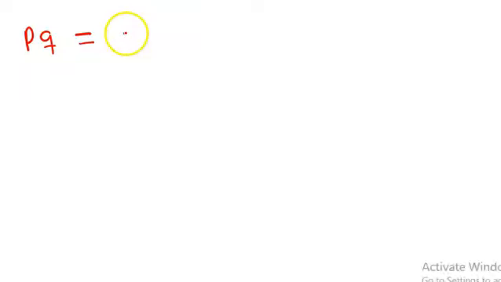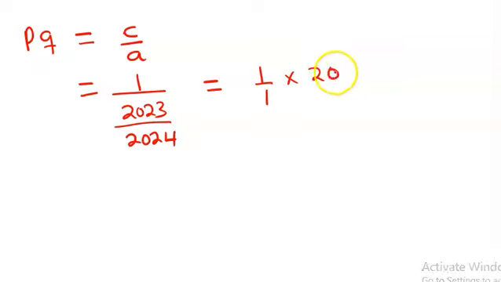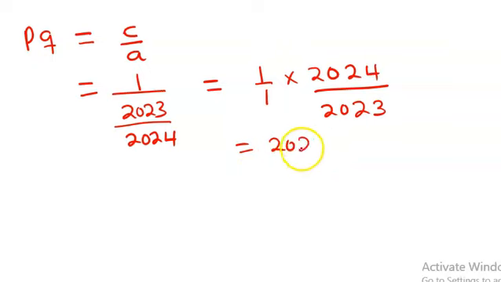So let's find pq, which is the product of roots. pq is c over a. Now what is c? Our c is 1. So 1 over 2023 over 2024, and this is the same as 1 times 2024 over 2023. So we are getting 2024 over 2023.